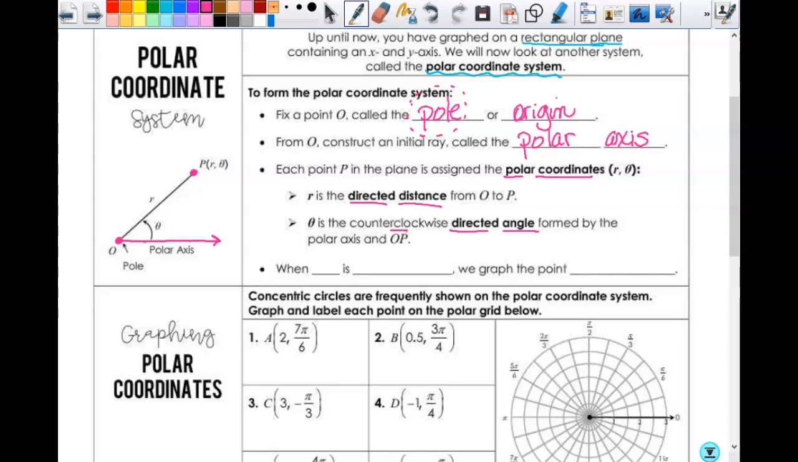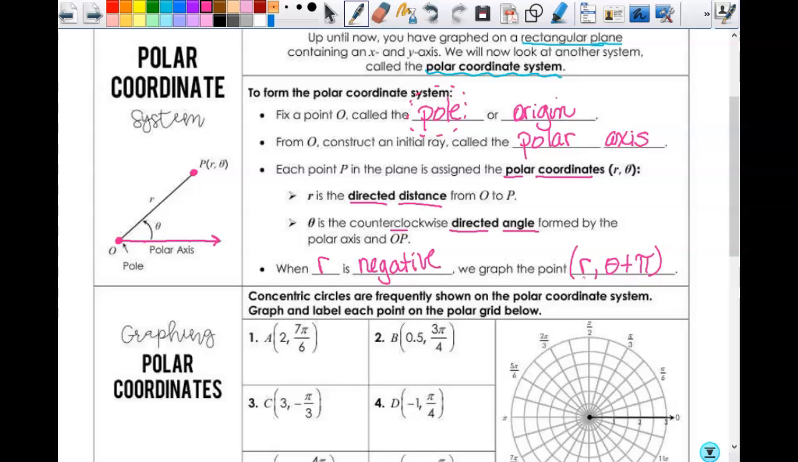Now, you can have a negative R. So when R is negative, instead of graphing r, theta, we graph positive r and then theta plus pi. And we'll talk about that once we get to one of them. Okay.